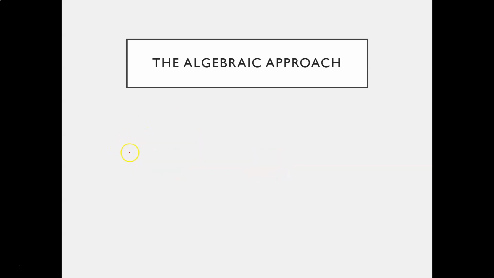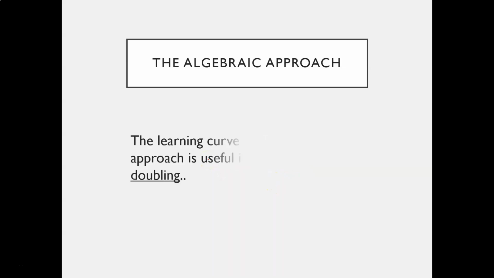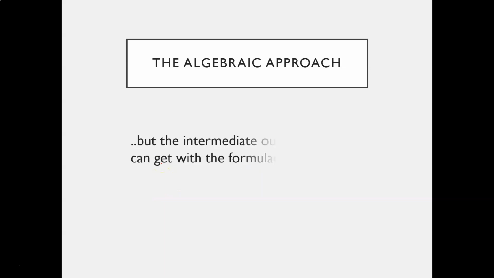So what if I need to find this information? How long does it take to make the 5th unit? It's tricky. The learning curve is useful if the output keeps doubling, so you can get questions in the exam where everything is doubling. You just follow that, like what we did in the last video. But where you need to find the intermediate output levels, you can get that with the formula. And what is that formula?